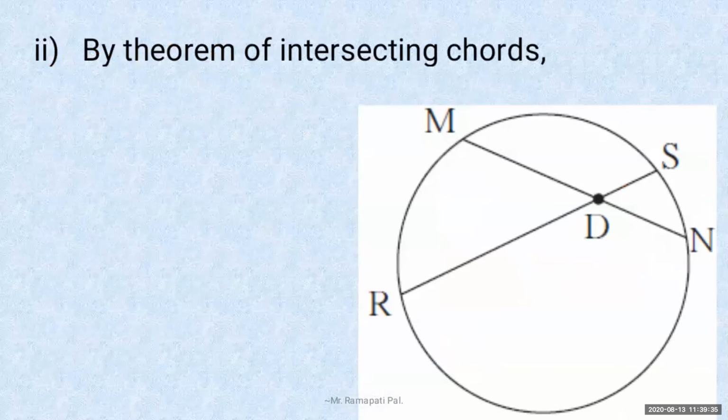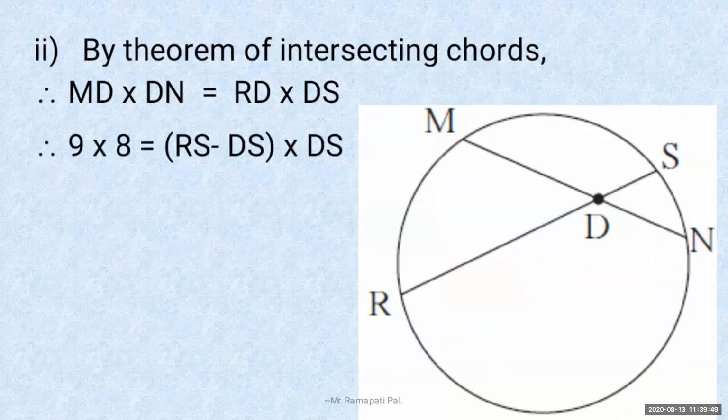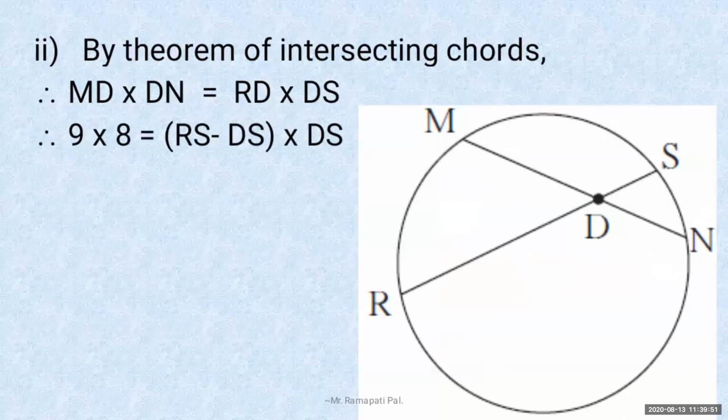By the theorem of intersecting chords, you have to write down the formula first. That is MD into DN is equal to RD into DS. Now three things are given to you. Substitute the values in that. That is 9 into 8 is equal to. Now here RD is not given, but RS is given. So you have to substitute this way: RS minus DS. When you subtract DS from RS, you will get RD. So we are writing RS minus DS into DS.